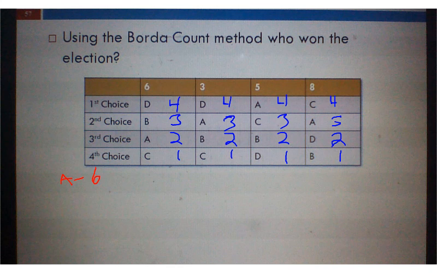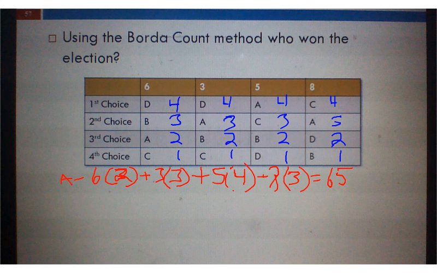So there were 6 people who thought A should be in third place, so 2 points. 3 people who thought A should be in second place, so 3 points. There are 5 people who thought A should have been in first place, so 4 points for that. And then 8 people who put A in second place, so 3 for that. Okay, and that's going to total to 65.